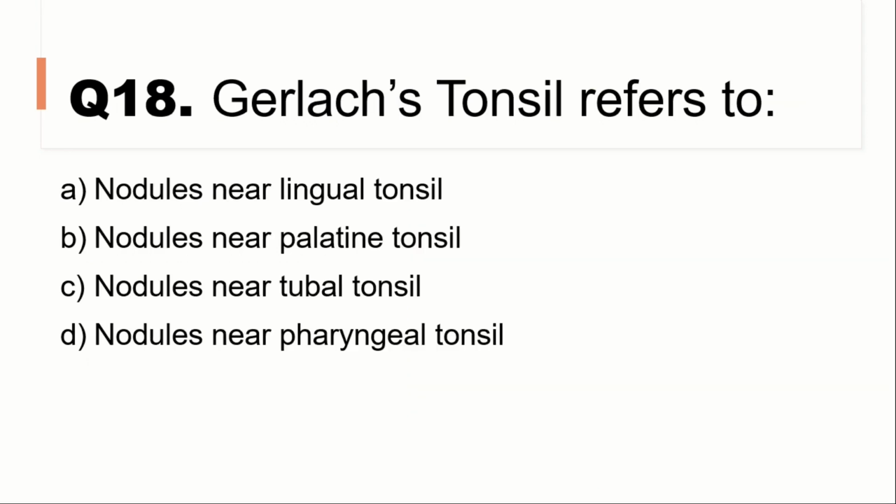Next question. Question number 18. Gerlach's tonsil refers to option A. Nodules near lingual tonsil, option B. Nodules near palatine tonsil, option C. Nodules near tubal tonsil, option D is nodules near pharyngeal tonsil. So the correct answer here is nodules near tubal tonsil.